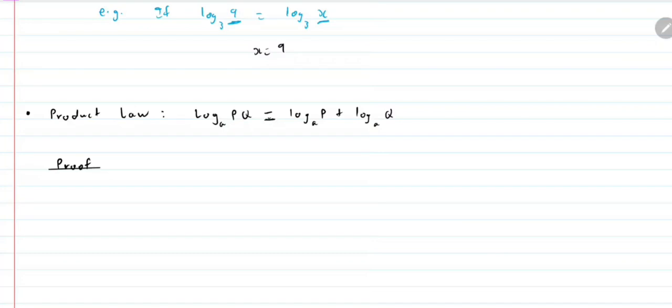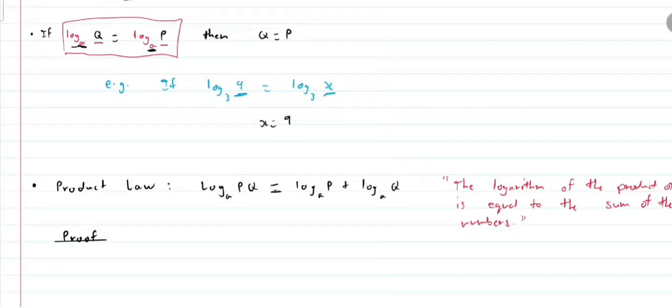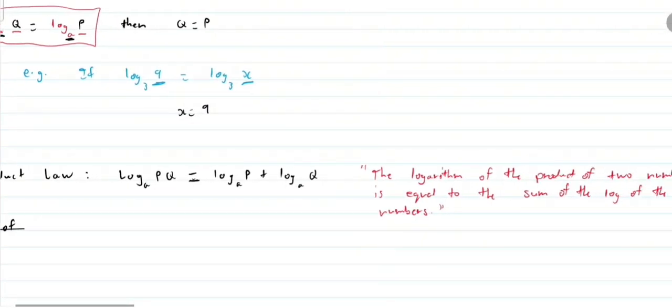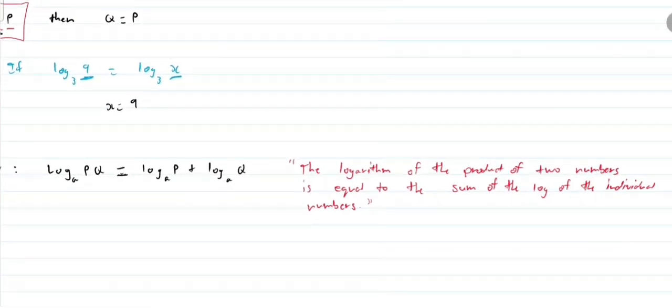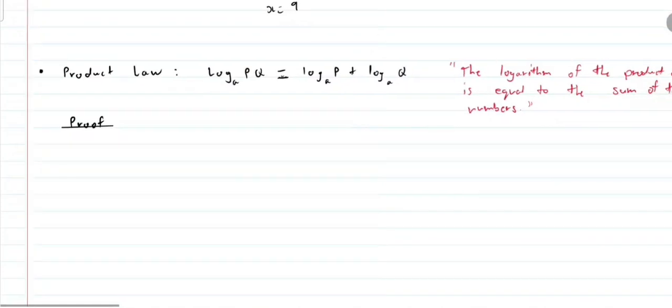Alright. Let's talk about the more complicated laws. Right? And I'm going to start with the product law of logs. I'm going to give you a worded interpretation, and also show you the proof. Alright, so you have a better appreciation of these laws. Okay, so the first law here, I have log base a of p times q is equal to log base a of p plus log base a of q. Right? And in words, this simply means that the logarithm of the product of two numbers is equal to the sum of the log of the individual numbers. Right? Okay, so let's run through the proof.